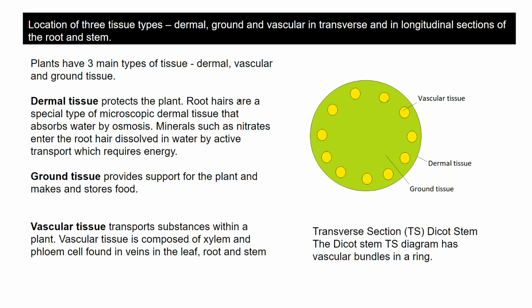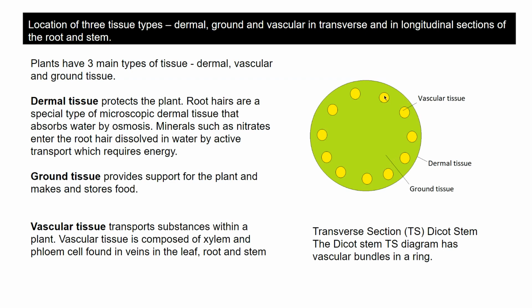Dermal tissue on the stem is there to protect the plant against water loss and against fungal infection. Okay, so we have the dermal tissue on the outside. Ground tissue provides support for the plant and makes and stores food. So a lot of the cells within a plant are referred to simply as ground tissue, for storing food or for making food. Vascular tissue, these are the veins that you'll find inside the plant. They transport water upwards from the roots, and they also transport food away from the leaves.